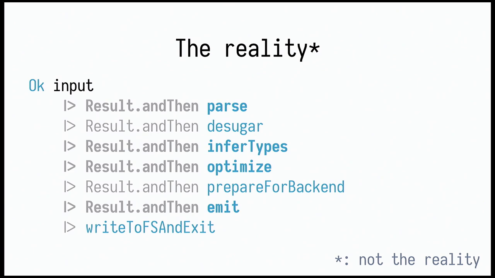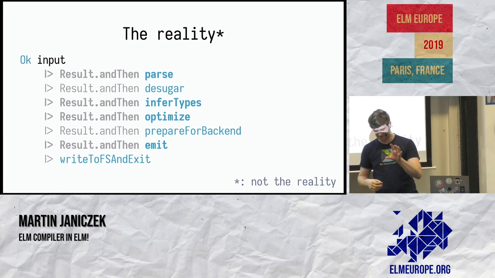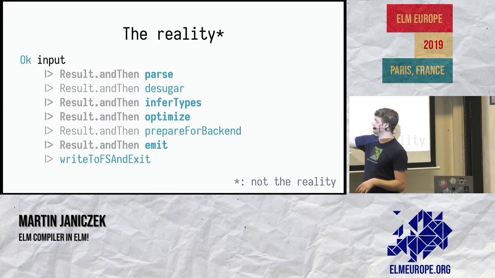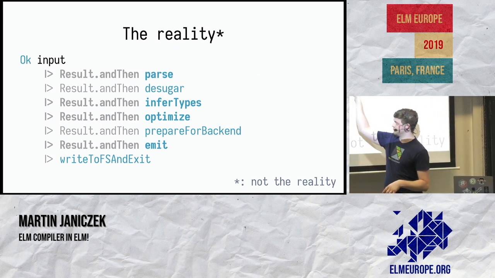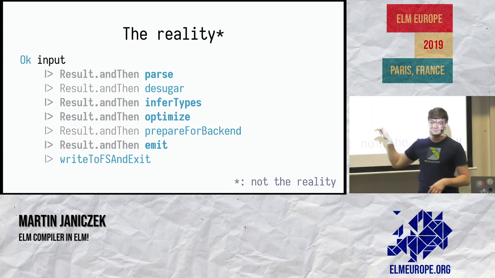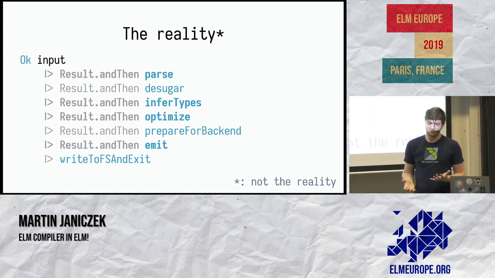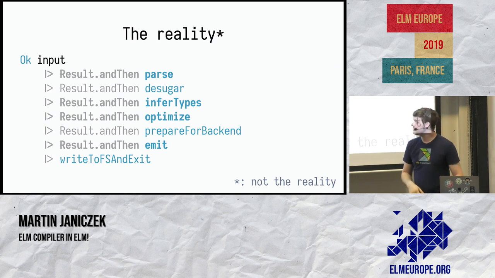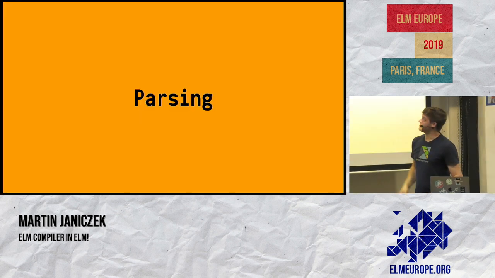There are some more phases. We infer types, and we desugar, which means we simplify the language. Let's say you really had where syntax and let syntax. You wouldn't want to deal with both of those in each step, because they are kind of the same, right? So you desugar where into let, and then only deal with let in the rest of the stages. So that's kind of how it looks.